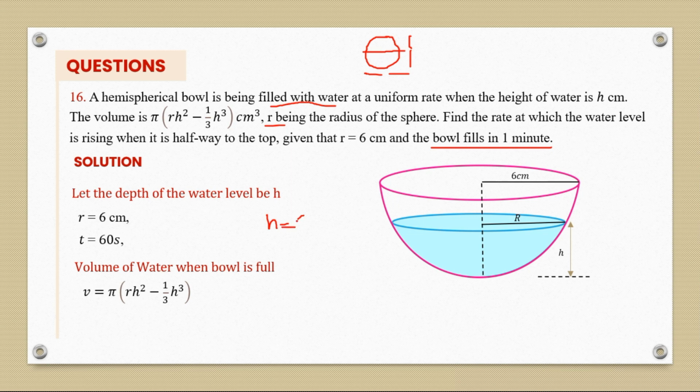So h shall be equal to 6 centimeters when the bowl is full right there. And then the value of r of course remains the same because r represents the radius of the bowl. So we're going to substitute the values in. Where there is h, we put 6, and 6 right there, and then r is definitely 6. Alright, so I'm going to get V being equal to π times bracket 216 minus 216 over 3. So 216 divided by 3 will give me 72. Now 216 minus 72 will be 144π cubic centimeters. So this is the volume of the water when the bowl is full.